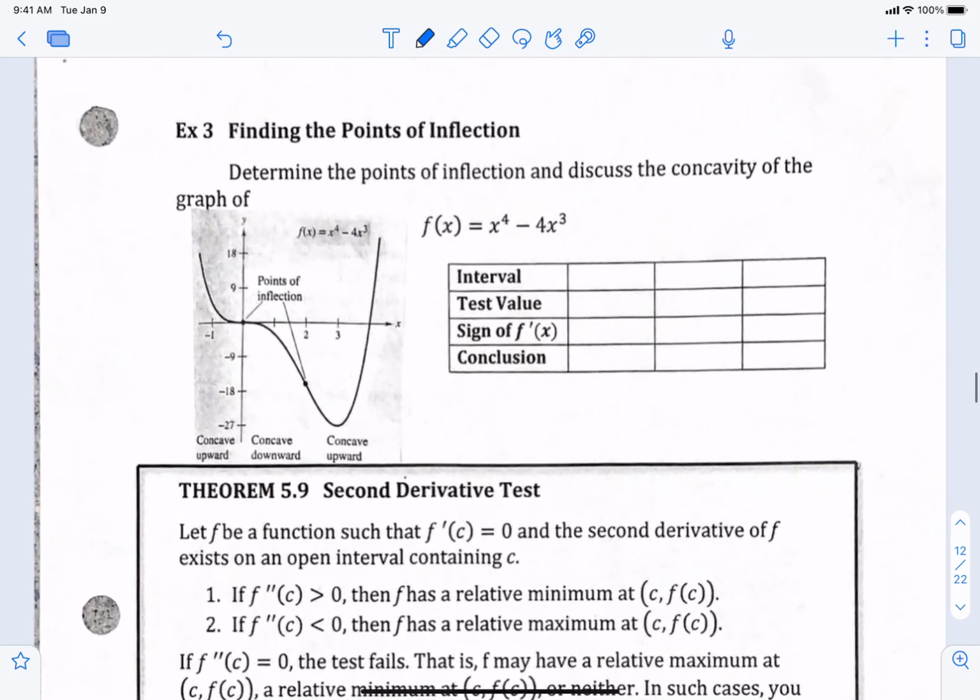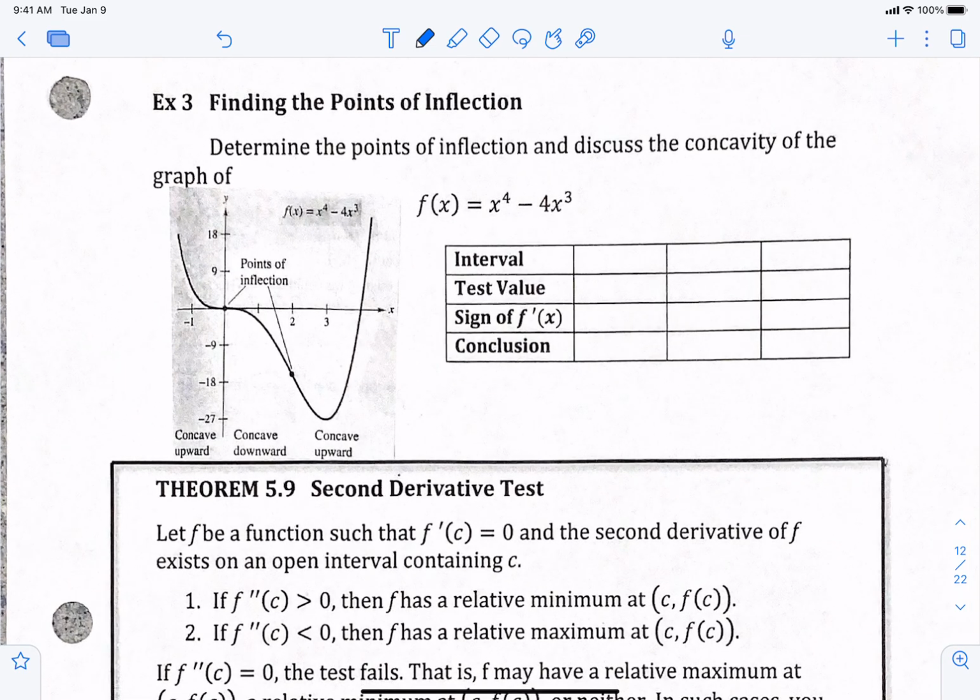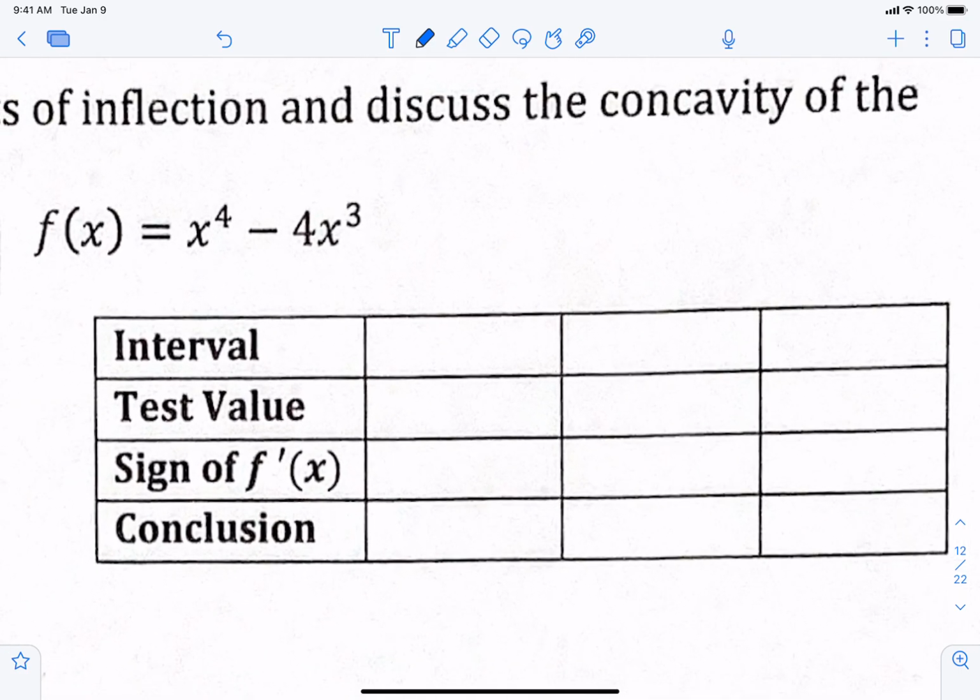Let's do this problem, and then we'll stop before we do the second derivative test, and I'll give you your homework so you can start working on that. Example 3. I do not give you the second derivative of this thing. You can find it.